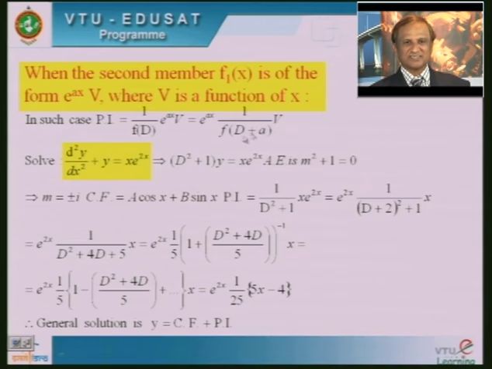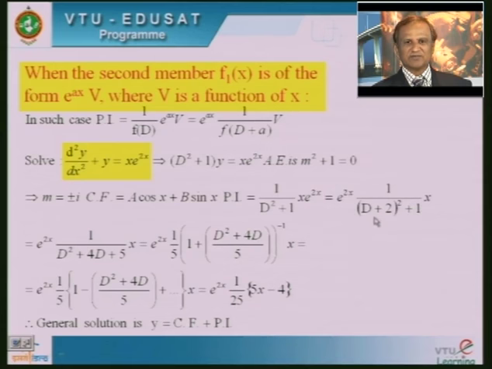So the method says that I have to replace D by D plus a. A is what? The coefficient of x. Is it clear? That is why here I have written e to the power 2x, 1 divided by D plus 2 whole square plus 1, into x. X means v. Is it clear?